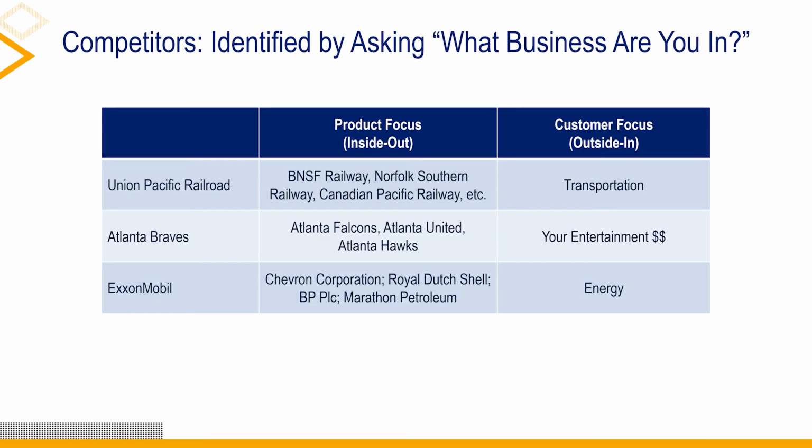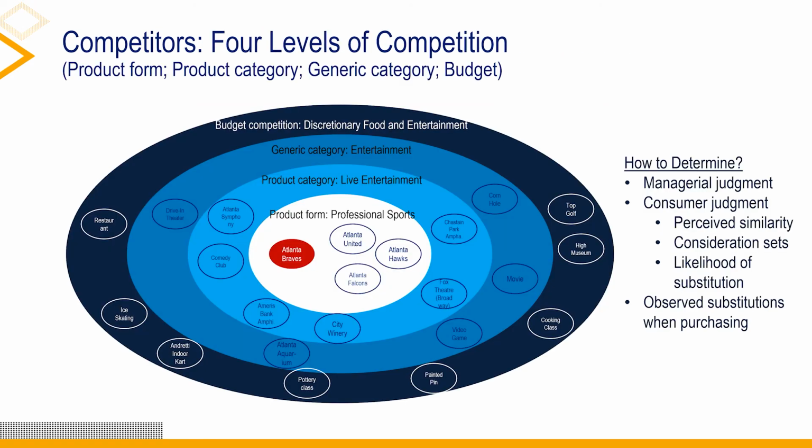How do you identify your competitors? As mentioned earlier, thinking broader is usually better. So the Atlanta Braves realized that their competition is not limited to other Atlanta-based professional sports teams, but is any activity the customer might spend those dollars on, such as a night out. Here is the concept, only depicted as 4 concentric circles. Again, someone like the Atlanta Braves thinks more broadly than just other Atlanta-based professional sports teams as their competitors. It includes any discretionary food and entertainment option.